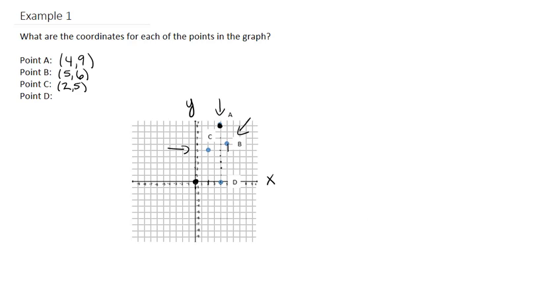Now let's do point D. Now we start at the origin and we notice we need to go over 1, 2, 3, 4. So we have 4. Notice that it's on 0 for the y-axis. So we would just put a 0 because we don't actually have to go up or down. And so the point D is 4, 0. Now let's go look at another example.